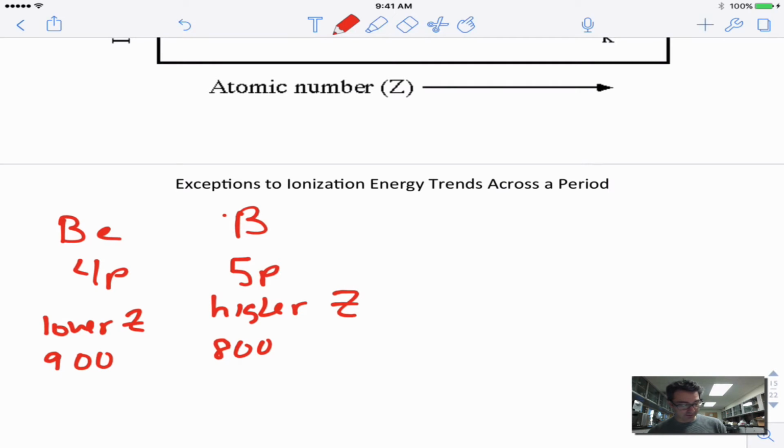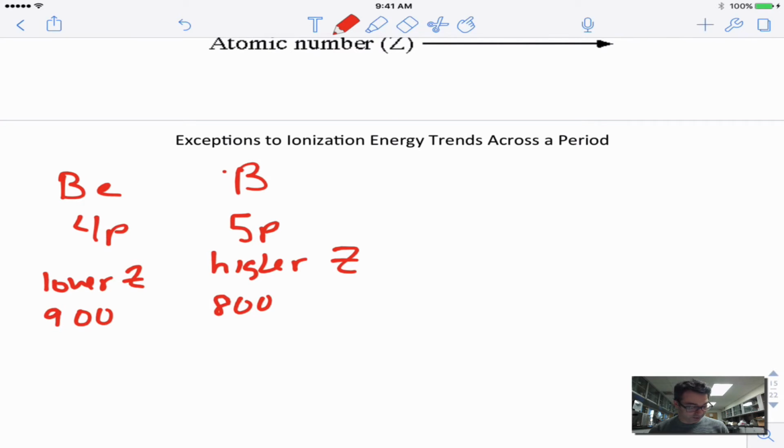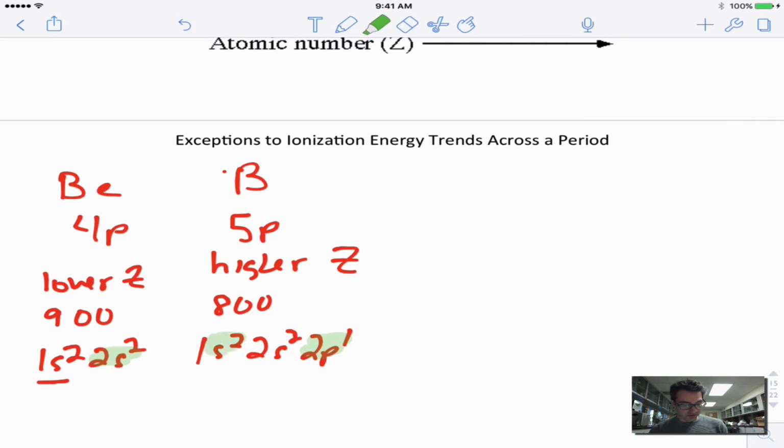Now, why does this happen? Well, let's look at the electron configuration. For beryllium, it's 1s2, 2s2. For boron, it's 1s2, 2s2, 2p1. Now, maybe you're thinking to yourself, oh, it has to do with the electron configuration, and if you're thinking that, you're right, it does. What's going on here is that these 2s electrons are shielded by the 1s, whereas the 2p electrons are shielded completely by the 1s, and then shielded a little bit by the 2s. So all by the 1s and a little bit by the 2s.